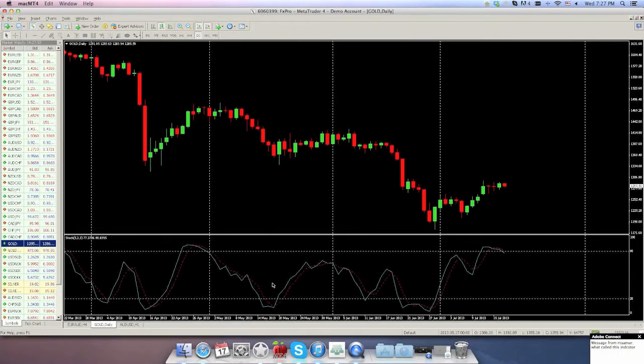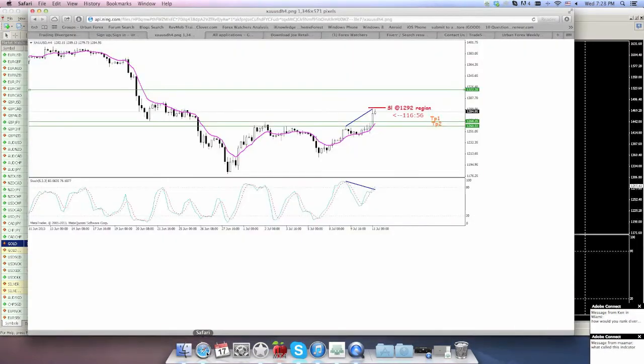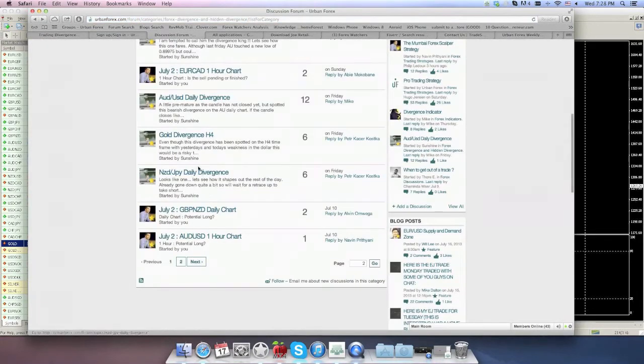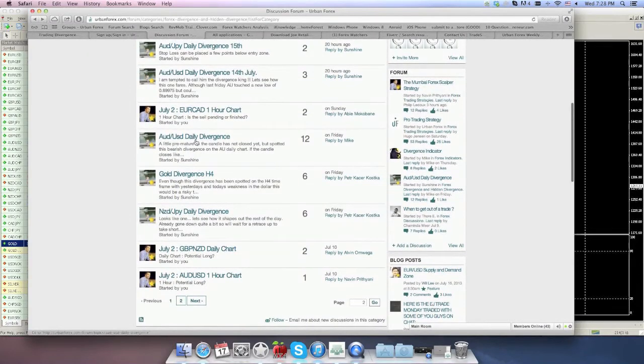Let's take a look at some other posts. We'll look at current markets in a bit. Let's recap all of these first, because many people will go through these postings and might have some questions, and I want to go over all of them first. So that was gold divergence 4 hour. It wasn't the best trade, but it did end up going short temporarily.